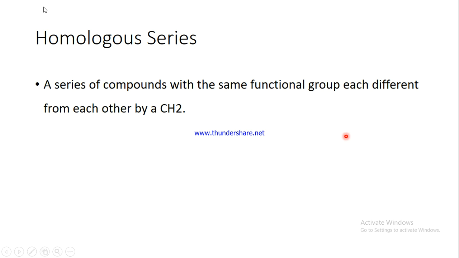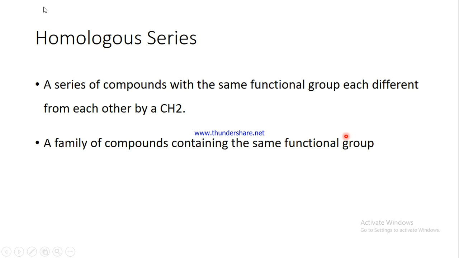We'll start by defining what a homologous series is. A homologous series is a series of compounds with the same functional group, each different from each other by a CH2. It can also be defined as a family of compounds containing the same functional group. This is the most simplified definition of a homologous series, where it's a family of compounds containing the same functional group.